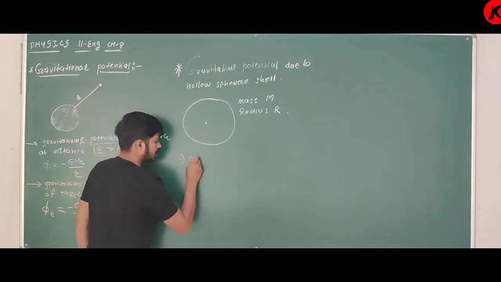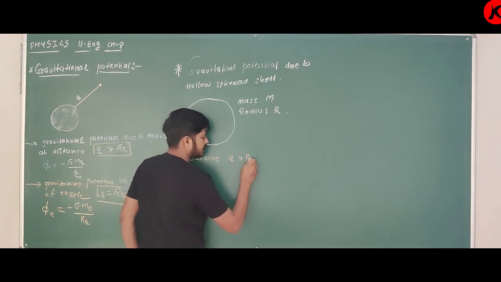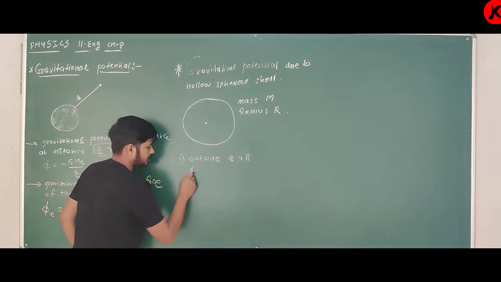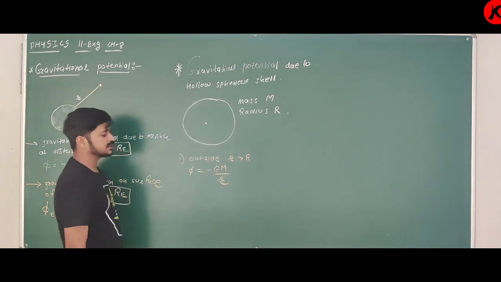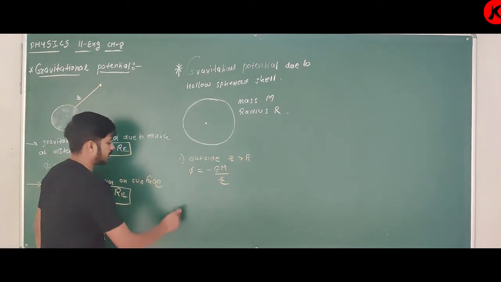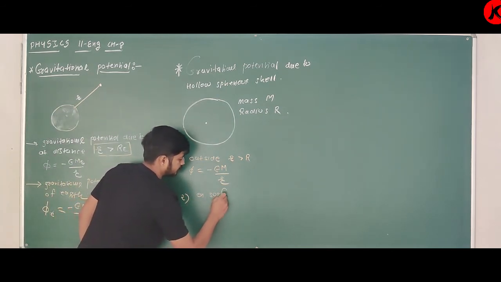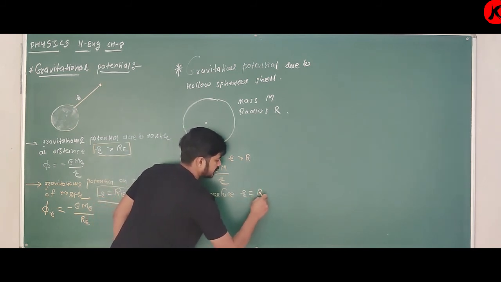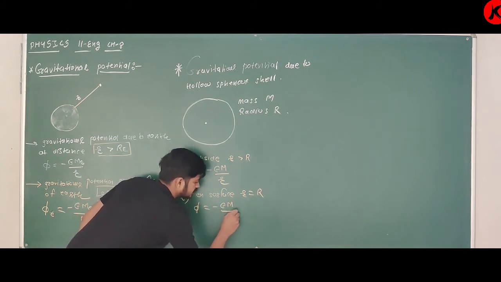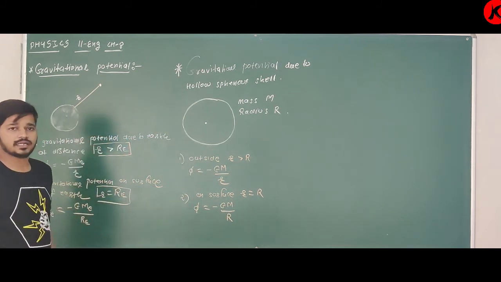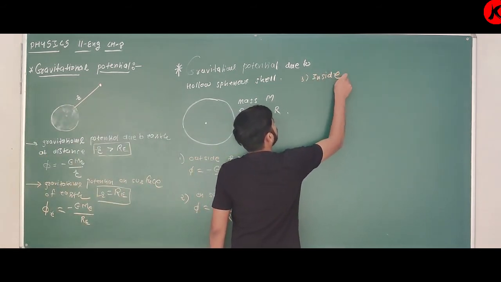First, outside. Outside means r greater than R. So for this, gravitational potential phi is equal to minus GM upon r. Second, on the surface, means r is equal to R. So phi is equal to minus GM upon R. And third one, inside.